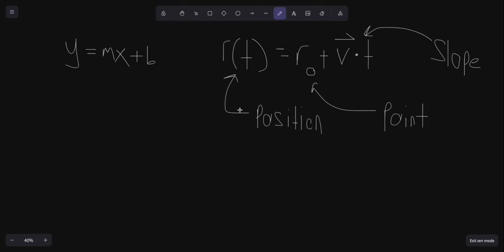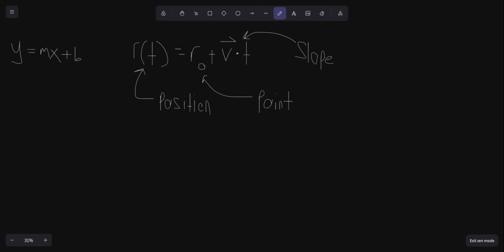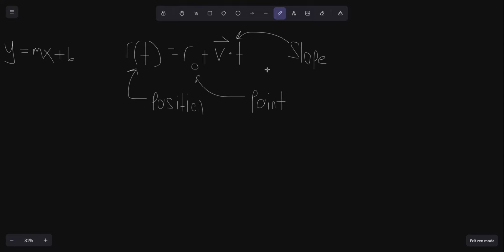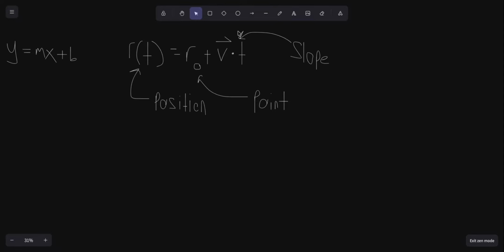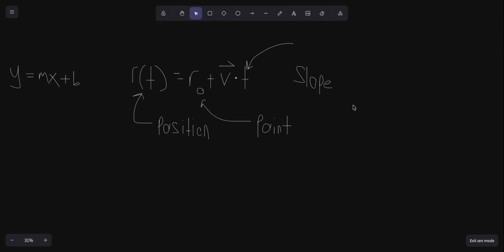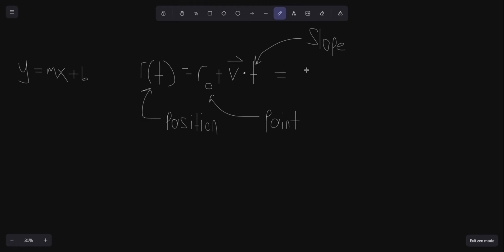But actually, one more thing before we start. It's also important to know that r of t represents the position of the particle that we're trying to model. So I'm going to put the slope up here. The general form of r of t that we saw in previous videos is that your x position is changing over time, so it's some function x of t, comma, some function y of t, and then some function z of t.